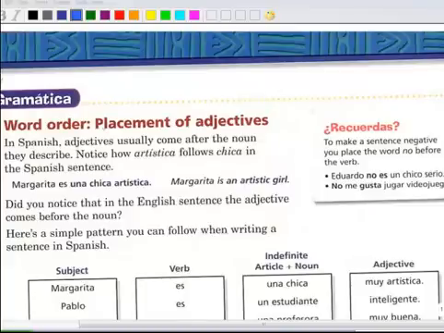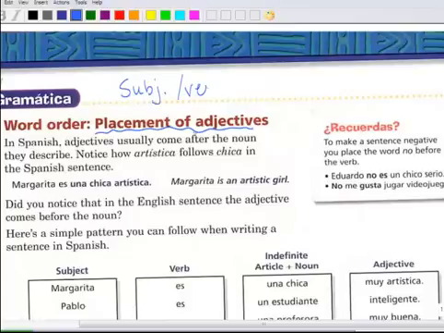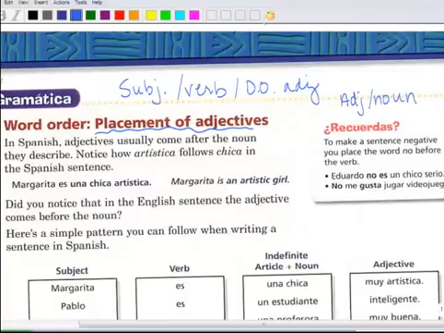The final thing we're talking about in Unit 1B is going to be placement of adjectives. So we're really talking here about word order. How do words go in English? We have first the subject usually, then the verb, then usually a direct object or something like that, and an adjective. And in English, our adjective comes first, and then our noun. But in Spanish, it's opposite.